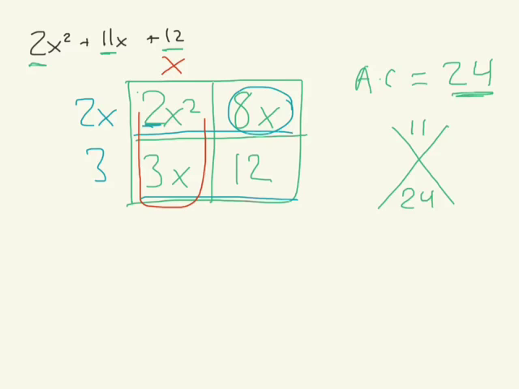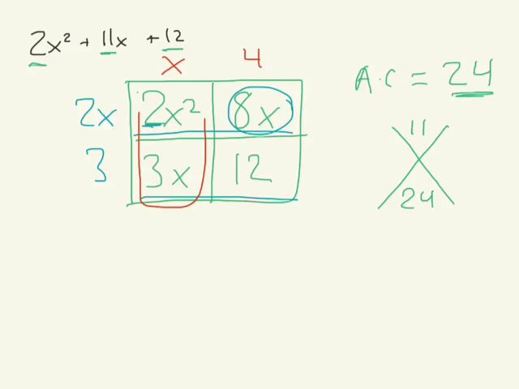Okay, now 8x and 12. Again, this is not going to have a variable in the GCF because 12 does not have a variable with it. So it looks like the biggest number we can choose is 4 because 4 goes evenly into 8x and 12. Alright, so it looks like we have our factors.